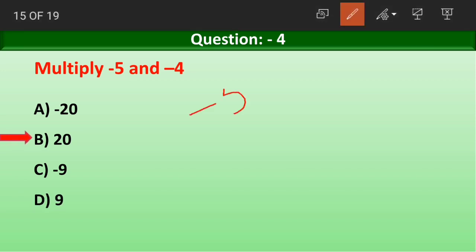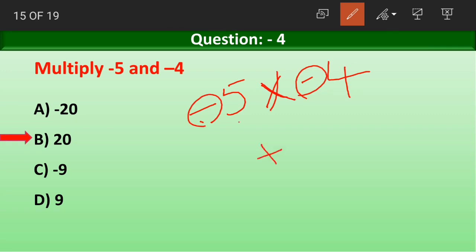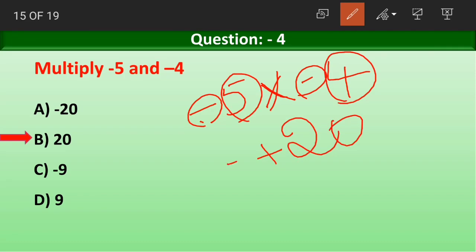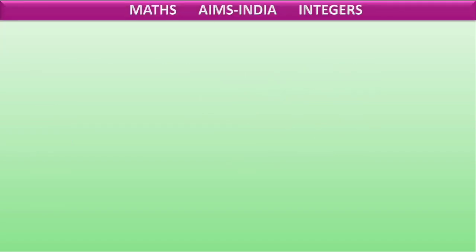How is it 20? When we multiply minus 5 and minus 4, first look at the signs. We have two same signs and we are multiplying them. Now what will the result be? The result will be a positive integer. As both the signs are same, the result will be positive. Coming to the absolute values, 5 fours are 20. So the answer is positive 20, or plus 20.